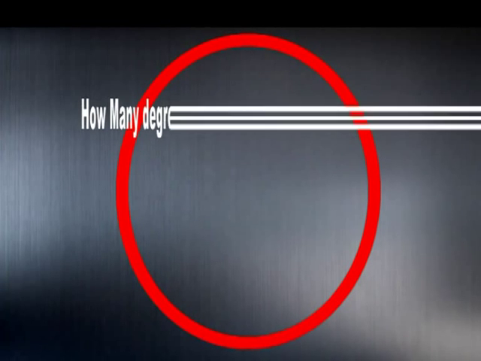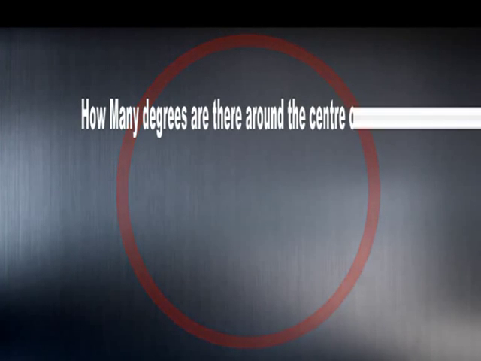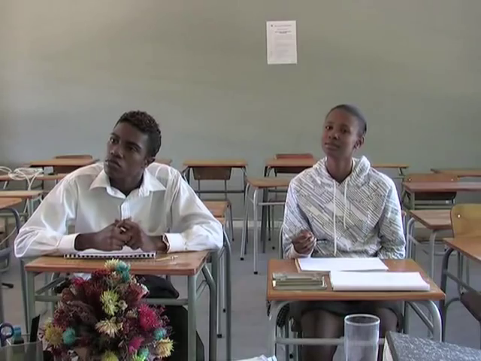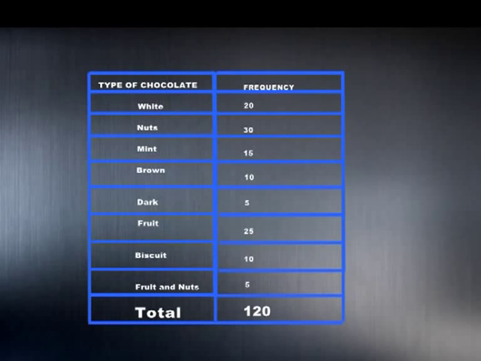How many degrees are there around the center of a circle? I know, it's 360 degrees. Yes, you're right. So we must find out which part of the 360 degrees is occupied by each kind of chocolate. Does that make sense to you? Yes, ma'am. But how do we find the angle? First of all, I need you to tell me how many people took part in your survey. It was 120, ma'am.